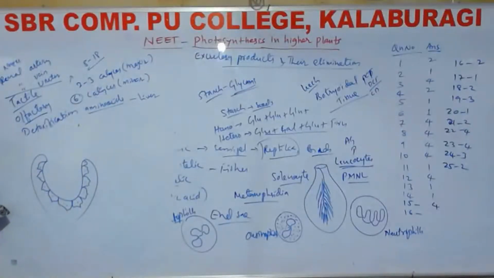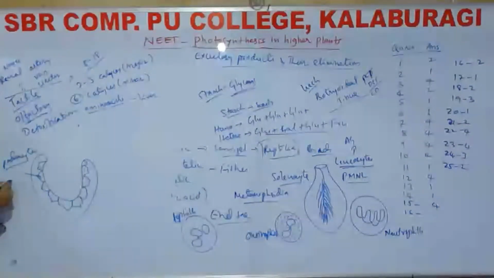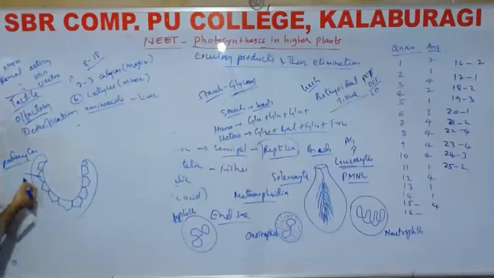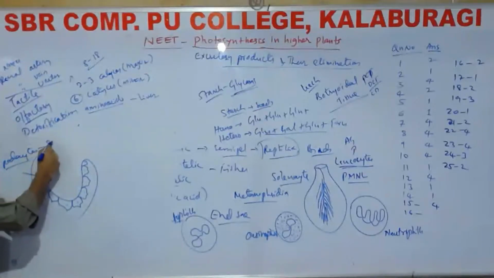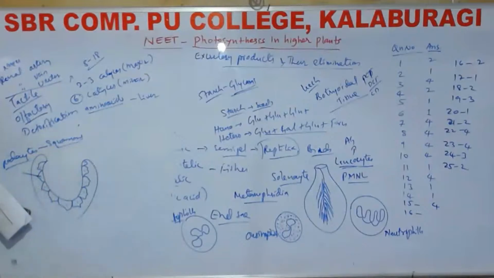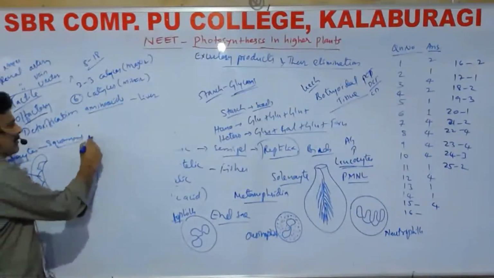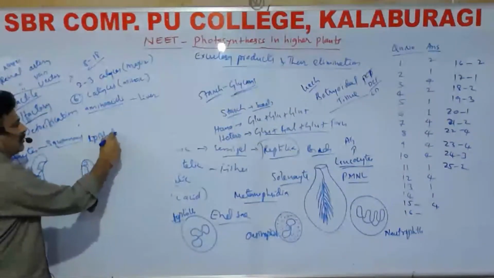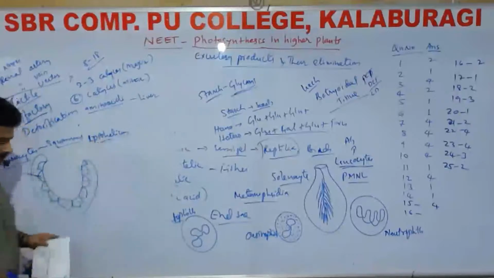So these are called podocytes. These are modified from squamous epithelial cells. The squamous epithelium is modified into the podocyte cells.